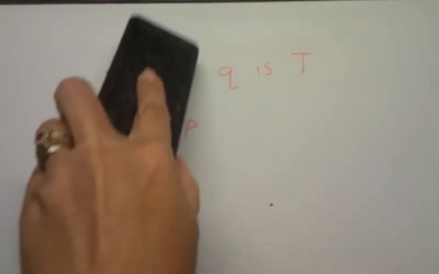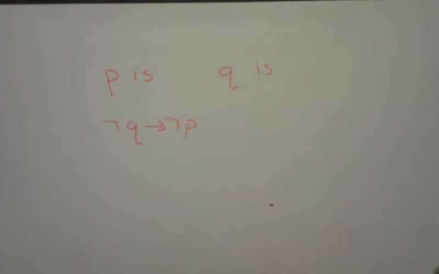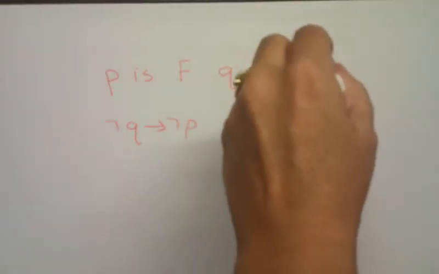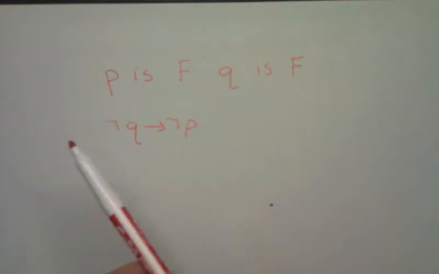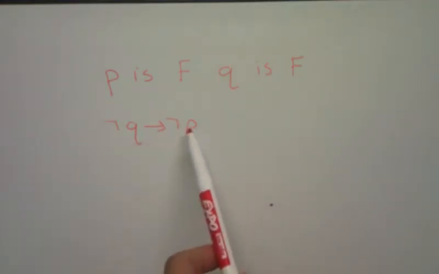What if P is false and Q is false? Then what is not Q is not P? If not Q, then not P.